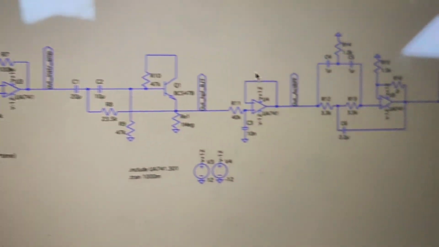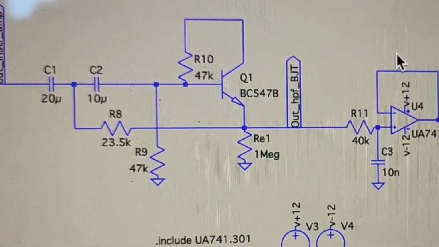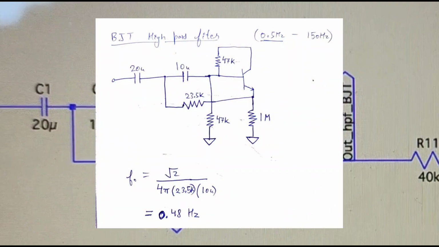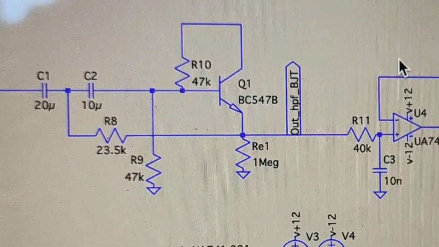After amplification, our signal passes through a high-pass filter. This filter removes baseline wander and very low frequency artifacts. The cutoff frequency is calculated approximately as 0.48 Hz. This means that frequencies below 0.48 Hz will get attenuated, while frequencies higher than this will pass through.